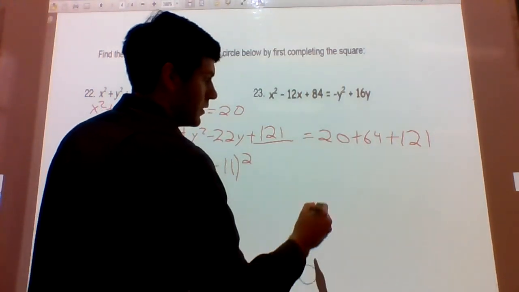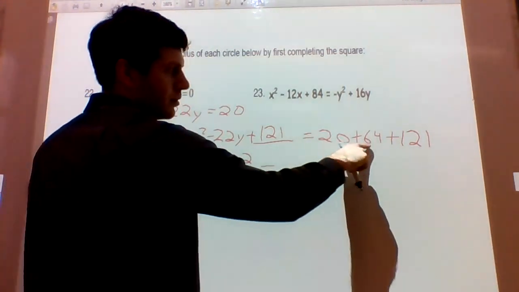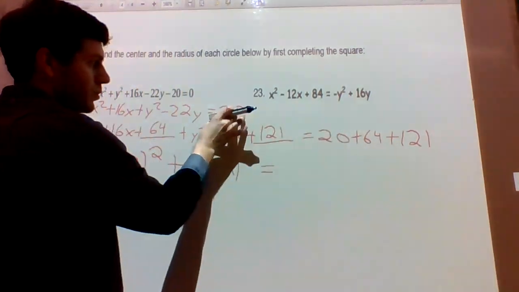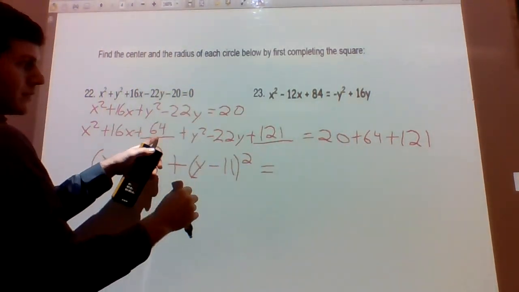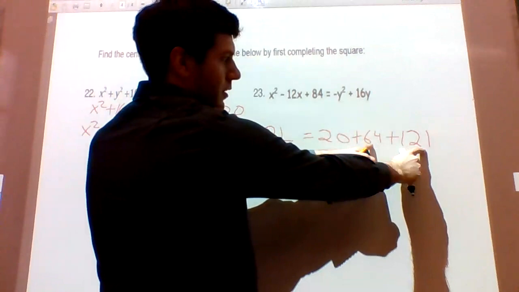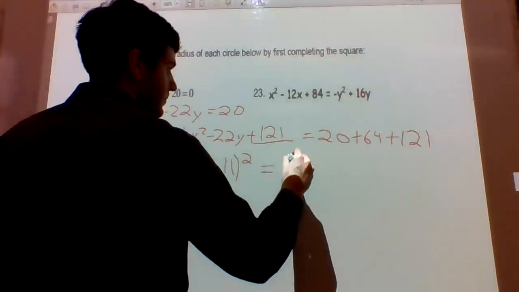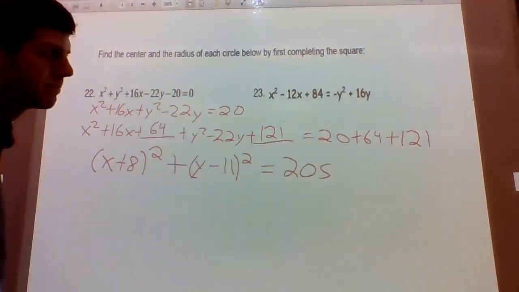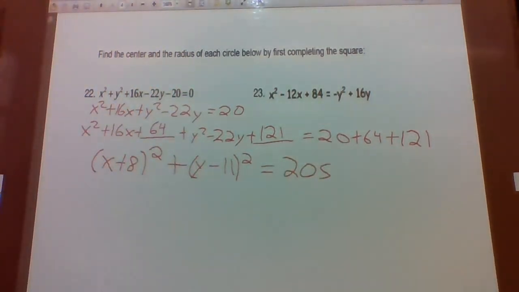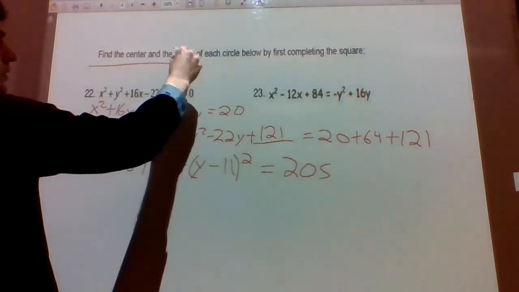We've now factored them, and that's going to equal 20 plus 64 plus 121. So we had plus 20 because we moved 20 over. If we add 64 and 121 to this side, we have to add it to the other side of our equation as well to keep it balanced. So that's going to be 185, 195, 205, I believe. Okay. So 141 plus 64.